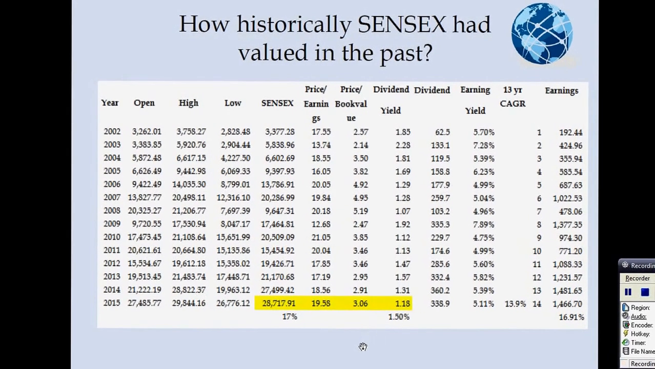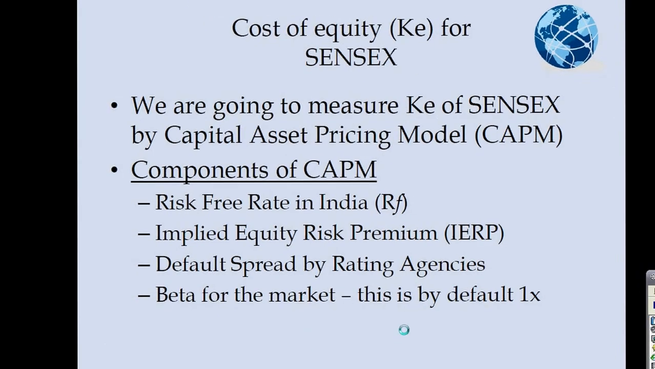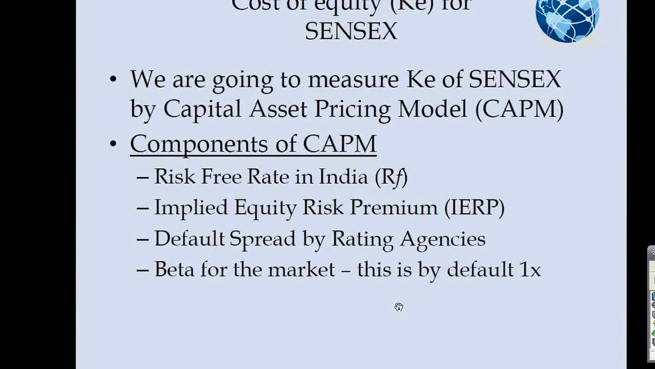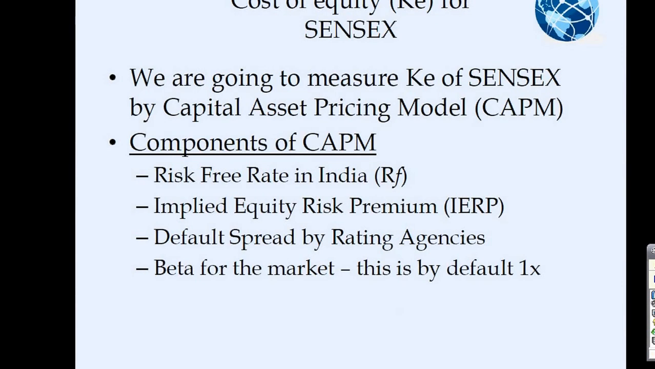Let's go to the second slide. How are you going to calculate the cost of equity, which is the expected rate of return on SENSEX? Here we are going to adopt the capital asset pricing model, developed by William Sharpe. CAPM is calculated by the risk-free rate of return plus the beta into the implied equity risk premium. To be more conservative, here we add the default spread issued by the rating agencies for countries.